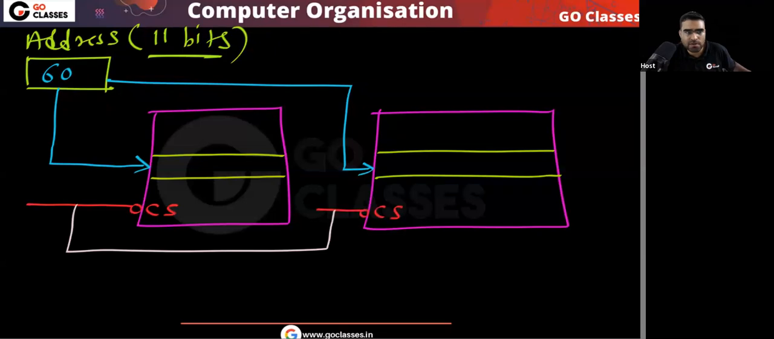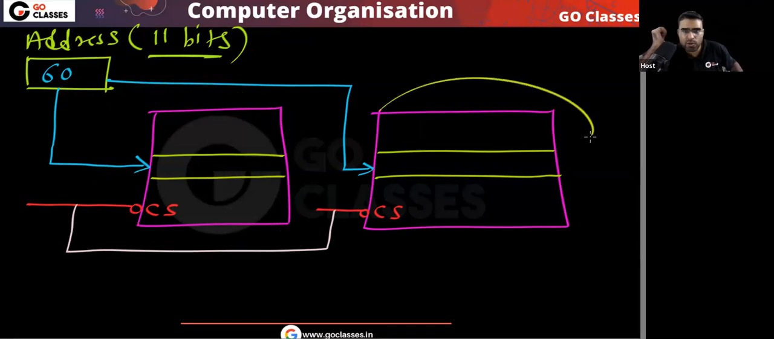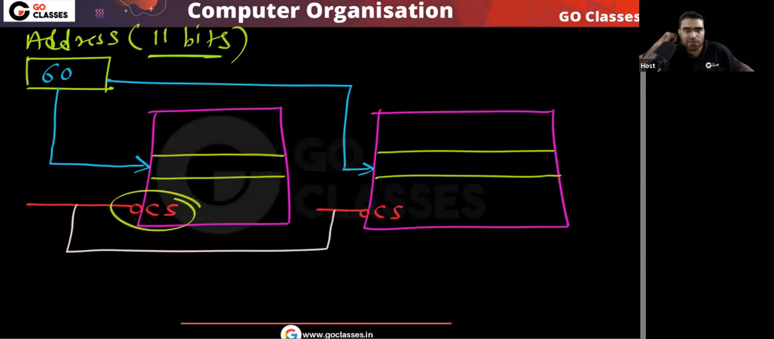Now what will happen? Just tell me one thing. If I activate this memory chip, then this memory chip also will be activated. Yes or no? Please tell me, did you understand? These two chip selects I will make one, I will connect them. So when I activate this memory chip, then this memory chip also will be activated. That's it, very simple. So this is the complete idea.